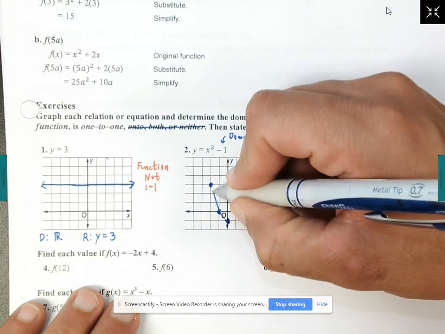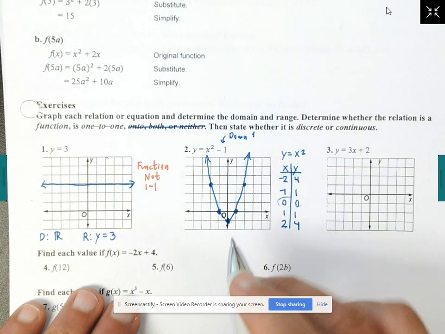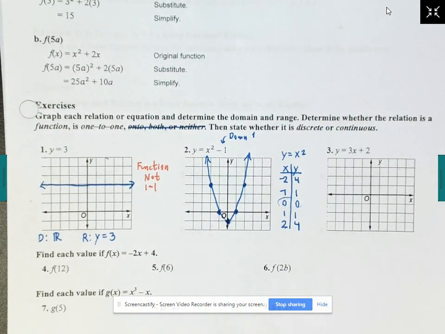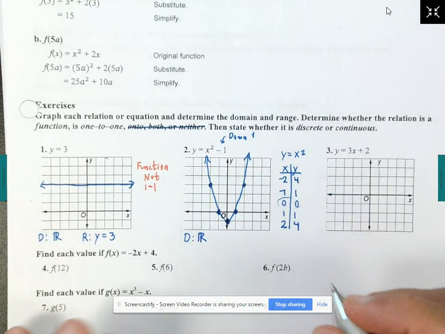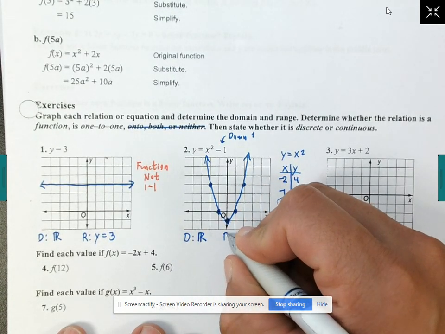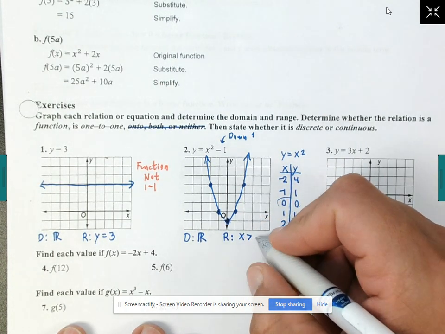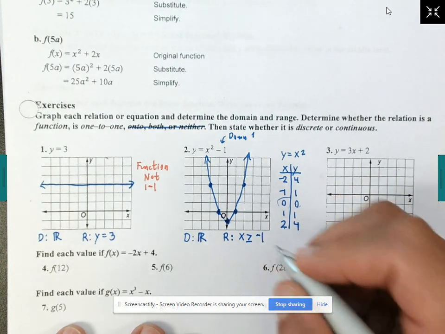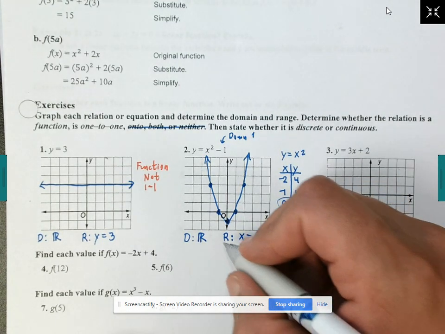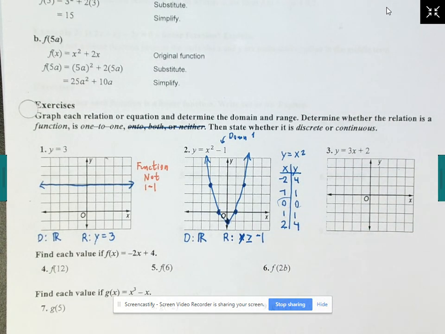Notice that these quadratics are symmetric, so the right side and the left side are going to look the same if you just split this in half. Okay, so that's what it looks like. Now let's talk about the domain. Domain is going to be all real numbers because it covers everything left and right. The range is going to be x is greater than or equal to -1. Excuse me, I meant to say y is greater than or equal to -1.